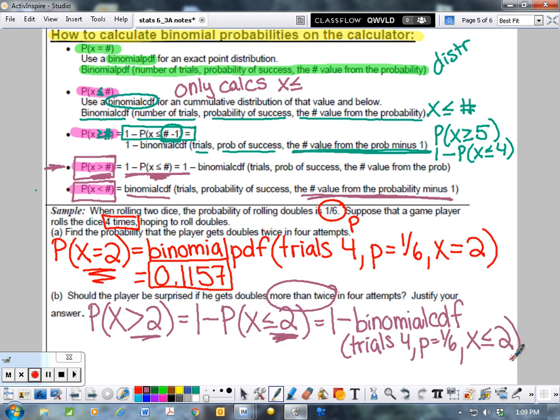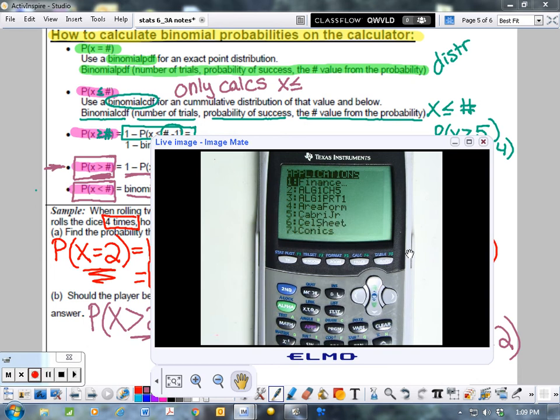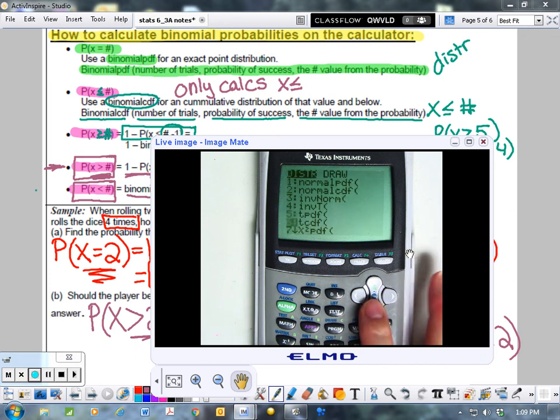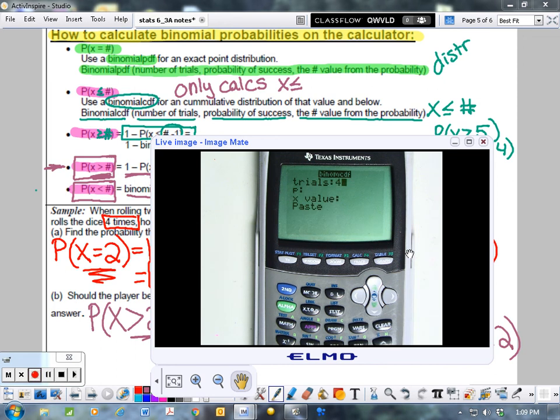And so let's go ahead and do that on the calculator. Okay, so let's exit out of there. So I'm going to start with my 1 minus, because I'll forget about it later if I don't do it. Distribution, we're going to now do a binomial CDF. My trials was 4. My probability is 1/6. And my Y value is 2. And see, it calculates, see how it has the 1 minus the binomial CDF? So it calculates that for you.